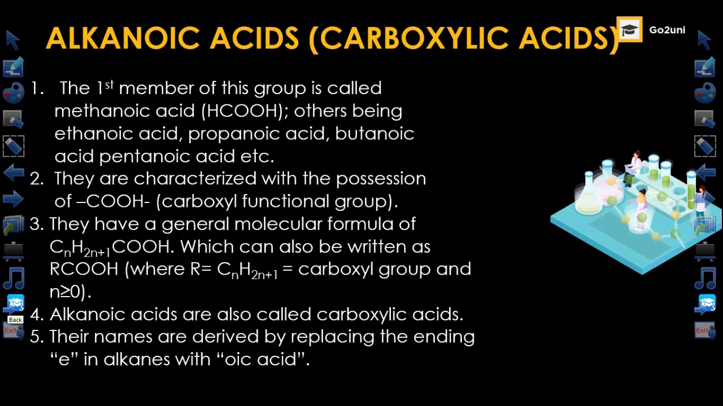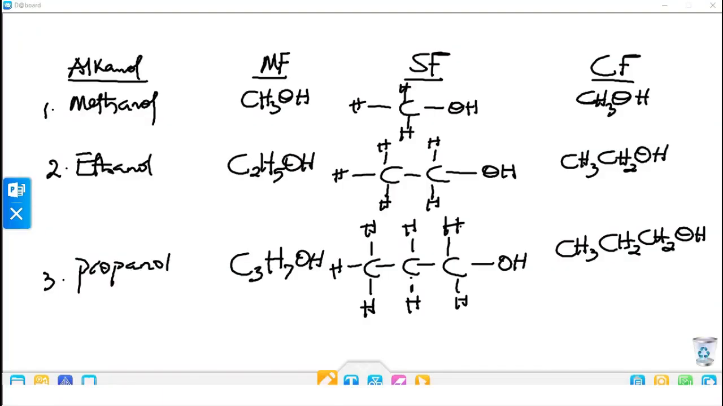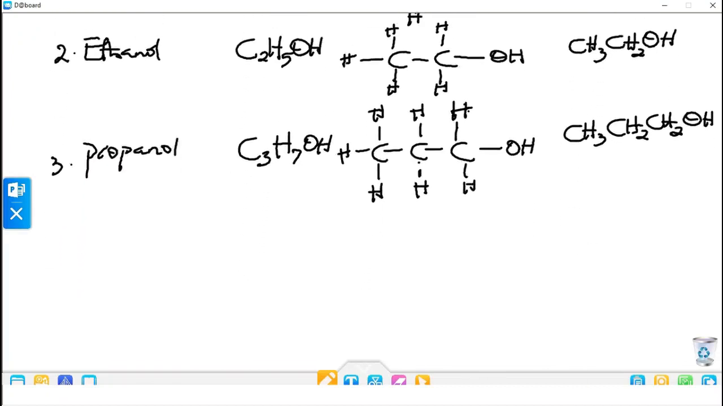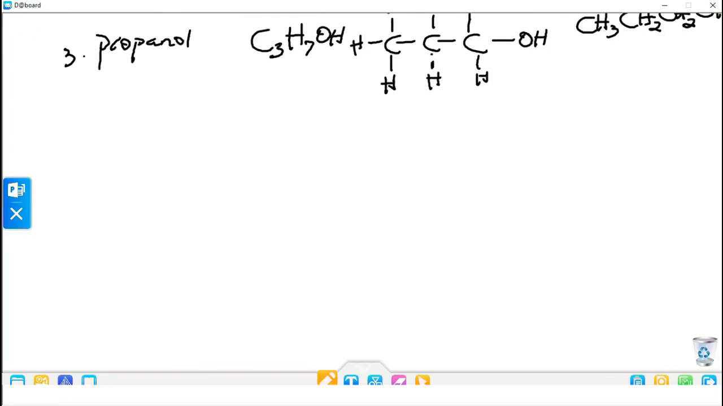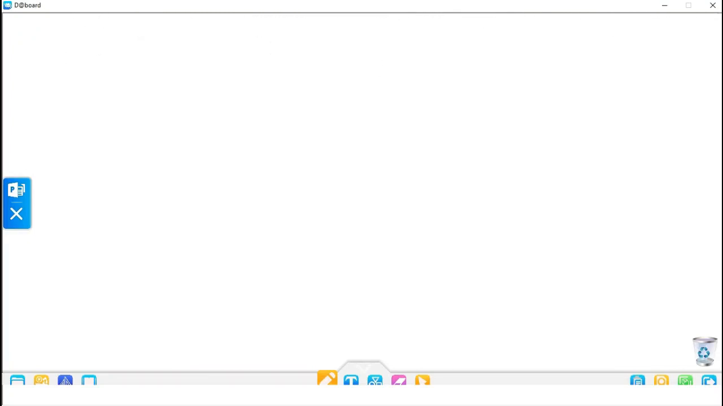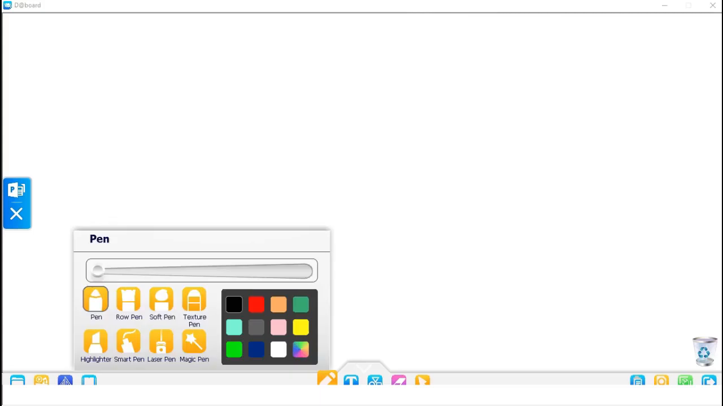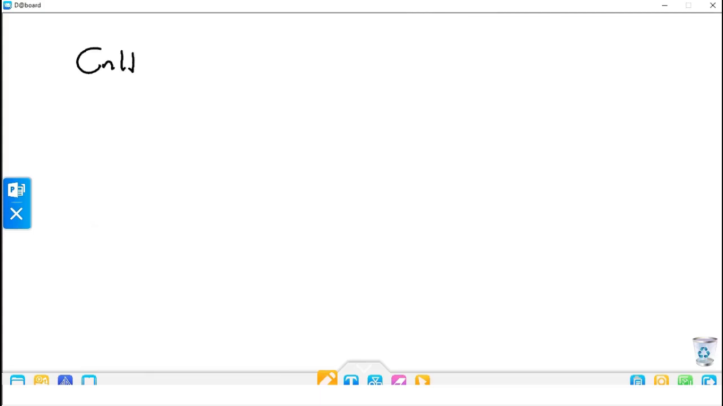So like before, let us proceed to learning how to write the molecular formula of these compounds called alkanoic acids. So we begin with the formula CnH2n+1COOH. This is alkanoic acids. And we are told that n is greater than or equal to 0. Beg your pardon, 0.